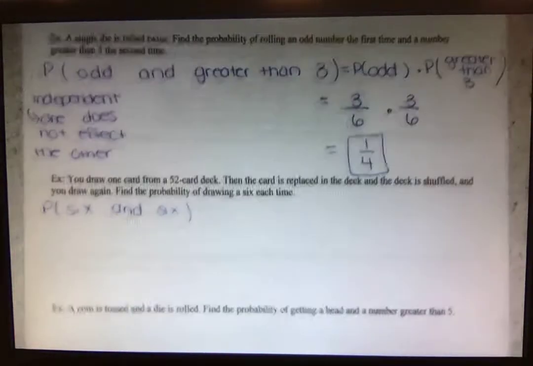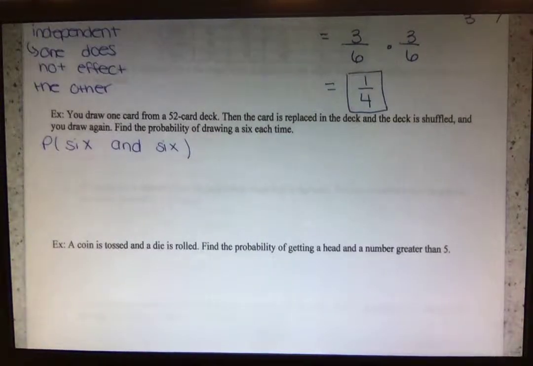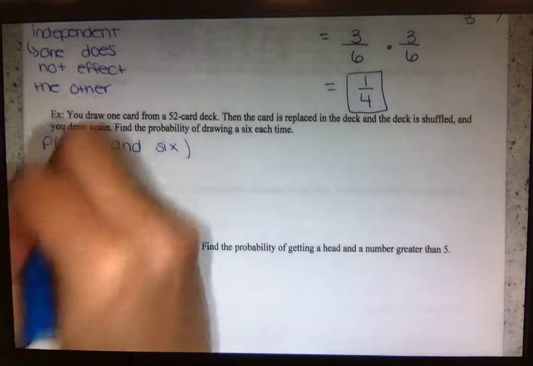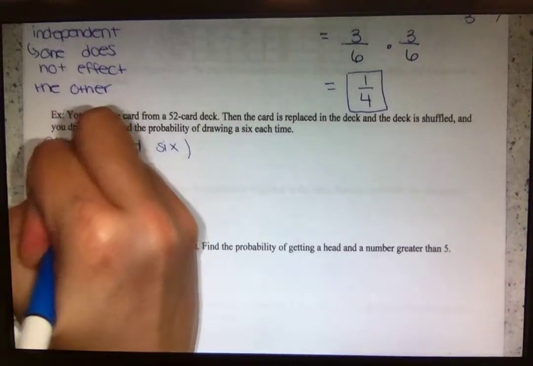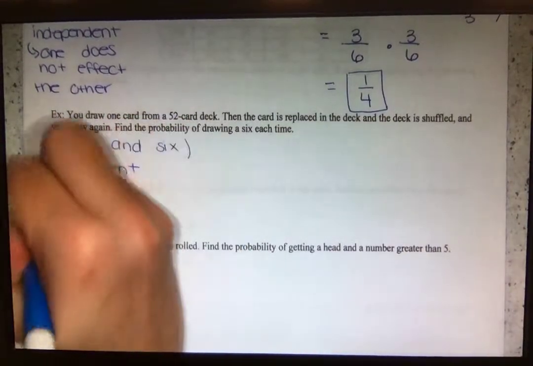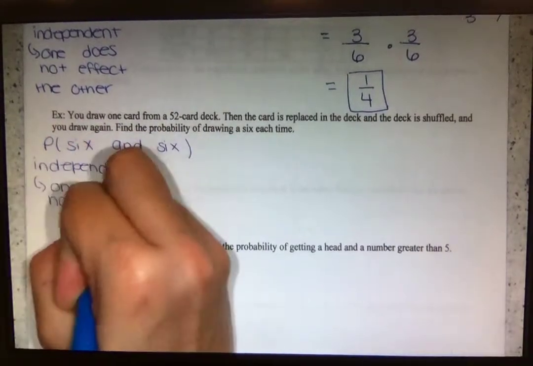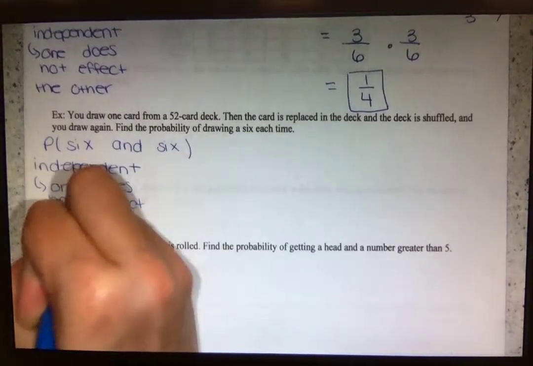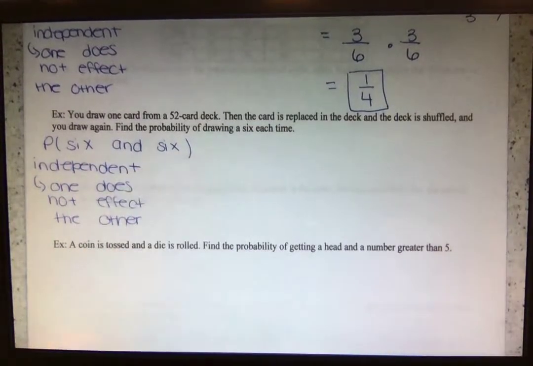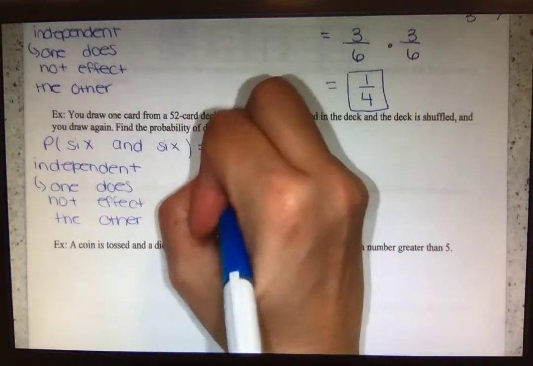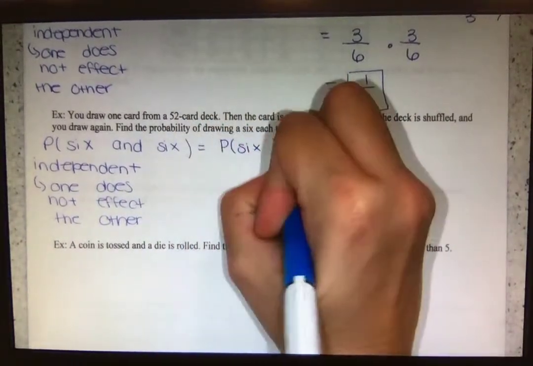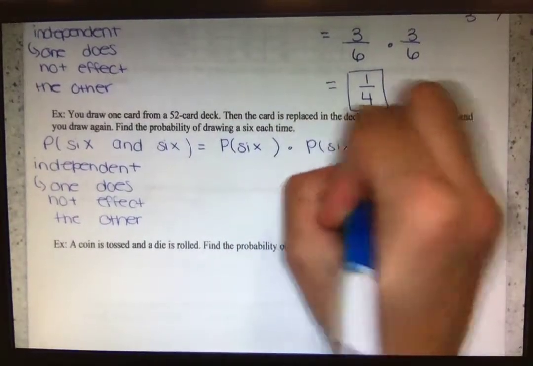So remember, we're going to take one card out. Once we take that card out, we're going to put it back, shuffle it, and then draw again. So does one drawing of one card affect the drawing of the next card? No, so they're still independent. Because we put them back and shuffle them, one does not affect the other. So just like we've been doing, the probability of getting a 6 times the probability of getting a 6 again.